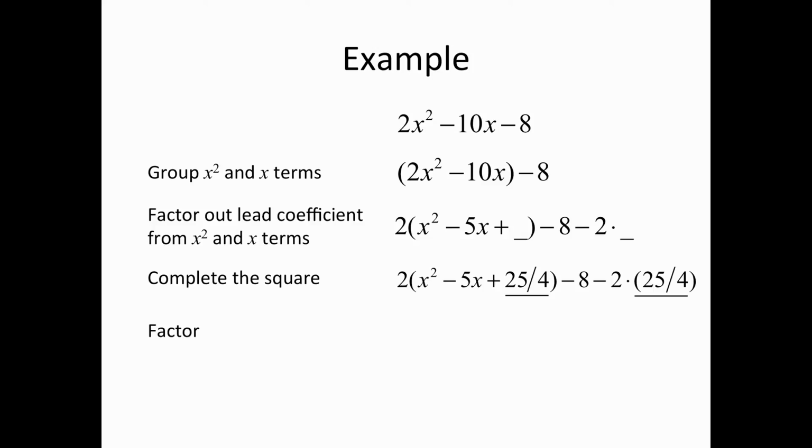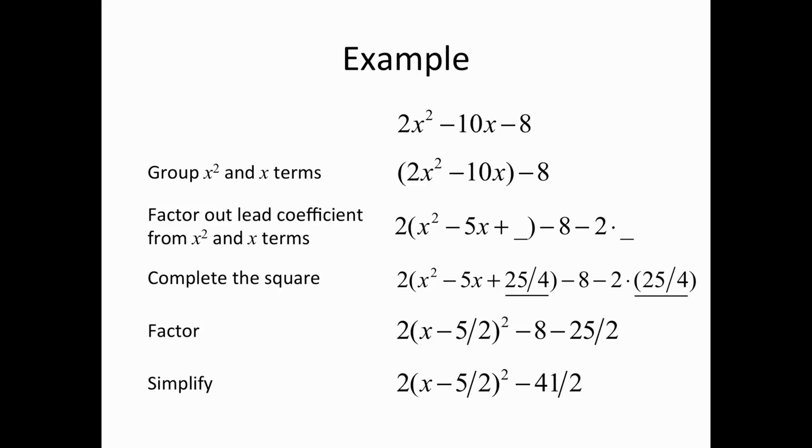We factor the trinomial to x minus 5 halves squared, minus 8 minus 25 halves. 25 halves is 2 times 25 fourths, so that's not a mistake. And then we simplify the numbers outside the parentheses to 41 halves.